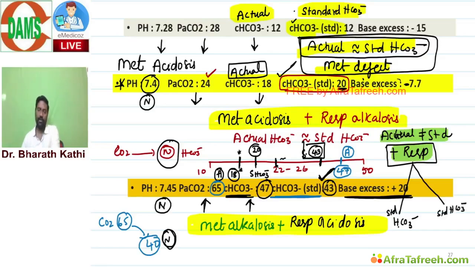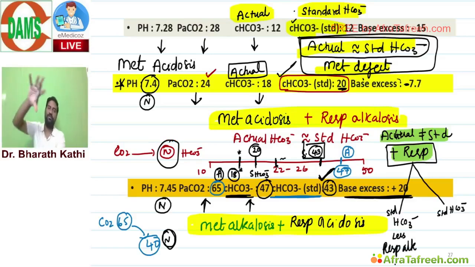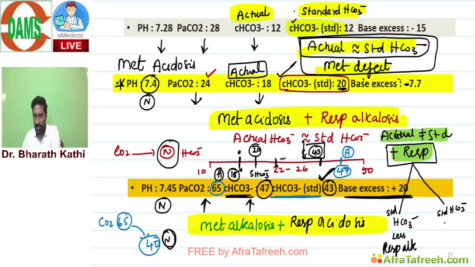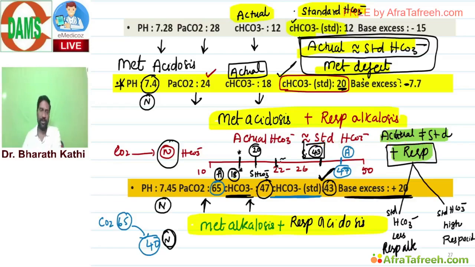If the standard bicarbonate is less than normal value, what is the respiratory disorder that can result? Respiratory alkalosis. Whenever respiratory alkalosis is there in your body, there can be some amount of metabolic acidosis. Now if the standard bicarbonate is higher than normal value, which respiratory disorder causes high bicarbonate? Respiratory acidosis. So same thing we have done here.